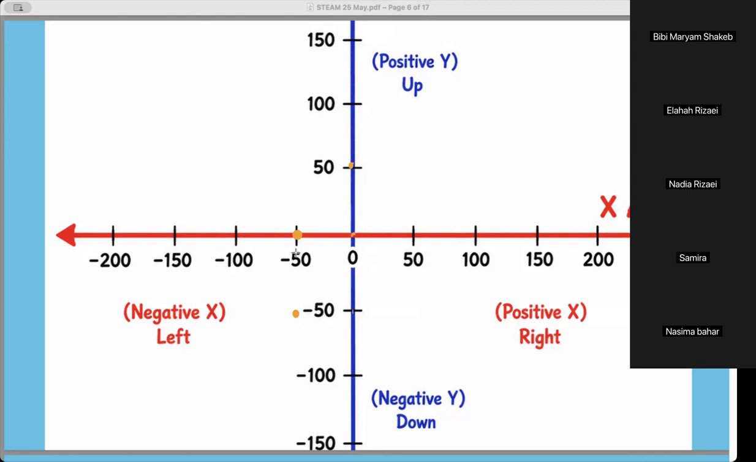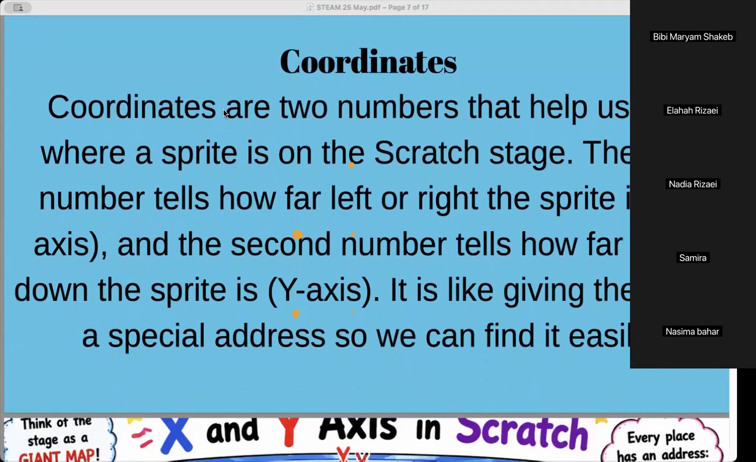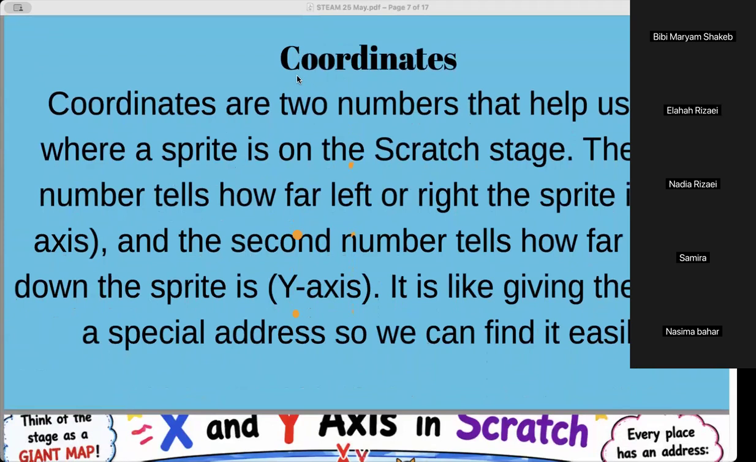Oh, it's too much talking. Too tiring. Let's go to the next page. Let's see. I have to remove the dots, otherwise it's annoying. Who's going to read this? Any volunteer?